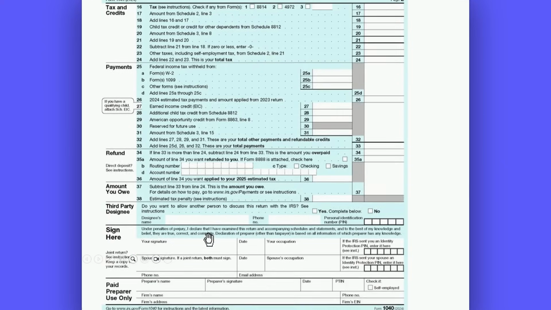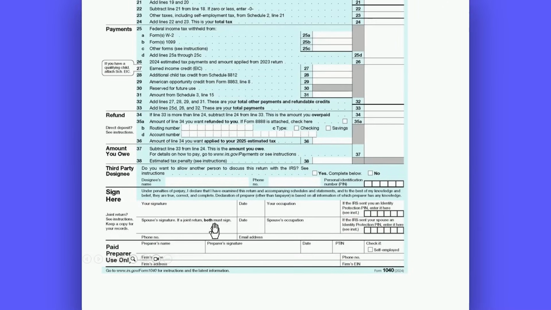And then finally at the bottom are the signature blocks. So this is the signature block for the taxpayer as well as for you as the paid preparer. And then it's important to see that here under penalties of perjury.